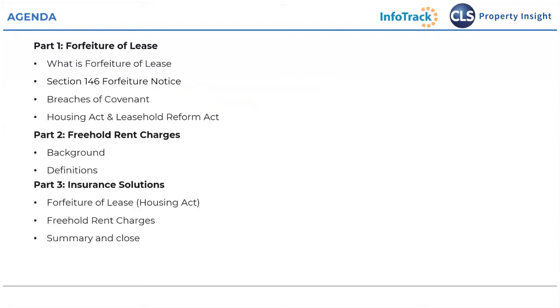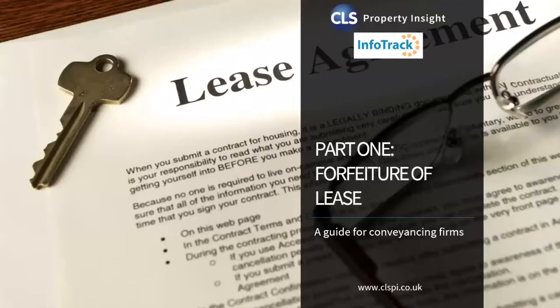So our agenda for today is divided into three sections. Section 1, forfeiture of lease. What is forfeiture of lease? Section 146, forfeiture notices, breaches of covenant, and the Housing Act and Leasehold Reform Act. Then part 2, freehold rent charges, background and definitions of, and then wrapping up with the insurance solutions for forfeiture of lease, Housing Act, freehold rent charges, and a brief summary and close.